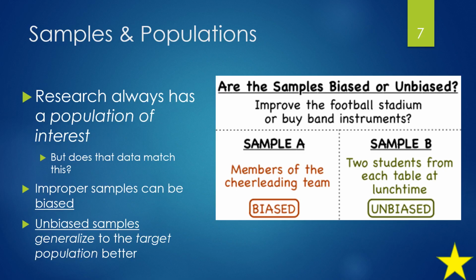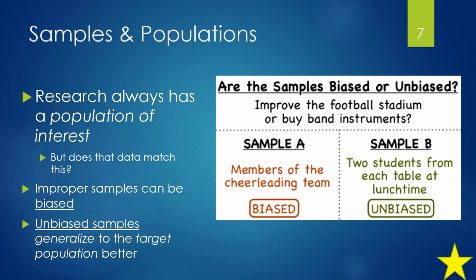So in this case, you want to learn whether or not the students in your high school want to improve the football stadium or buy more band instruments. So how should we spend this money? Football stadium, band instruments. And so you gather data from a sample of people. The sample of people you gather is you survey the cheerleaders and ask them, should we improve the football stadium or buy band instruments? Now, because the cheerleaders are probably going to be more involved with the football stadium than with the band instruments, you haven't really picked a very good sample of people.